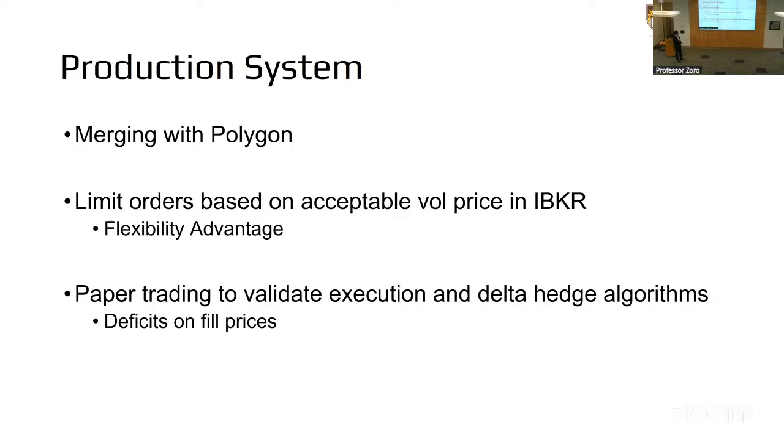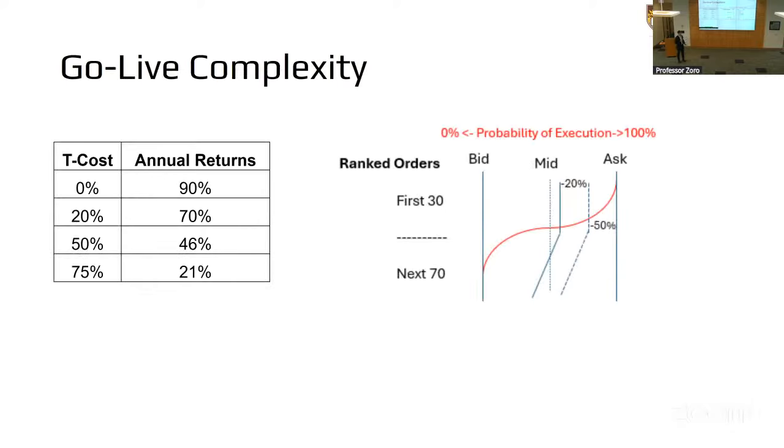Now, paper trading will be great to validate the execution and delta hedge algorithms, but there's going to be a deficit on fill prices. With paper trading, you don't get access to the order book depth, so we won't actually know where we fill. And now that's a major problem because this strategy is transaction cost sensitive.